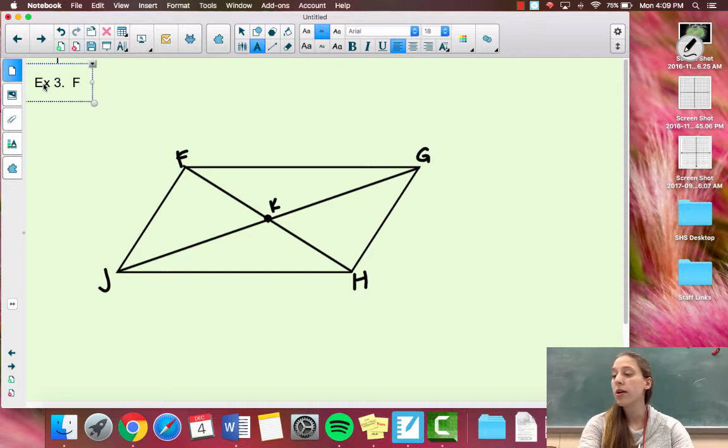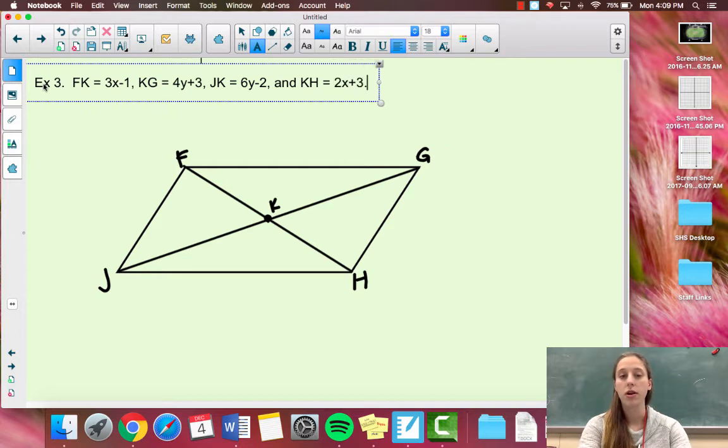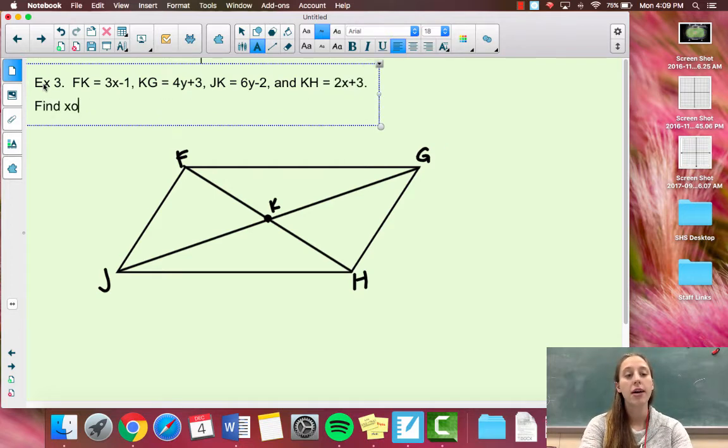And in this problem, I'm going to tell you that FK is equal to 3x minus 1. And KG is equal to 4y plus 3. And JK is equal to 6y minus 2. And let's see, KH is equal to 2x plus 3. And they're going to ask you to find x and y, I guess I should say, so that this shape is a parallelogram.